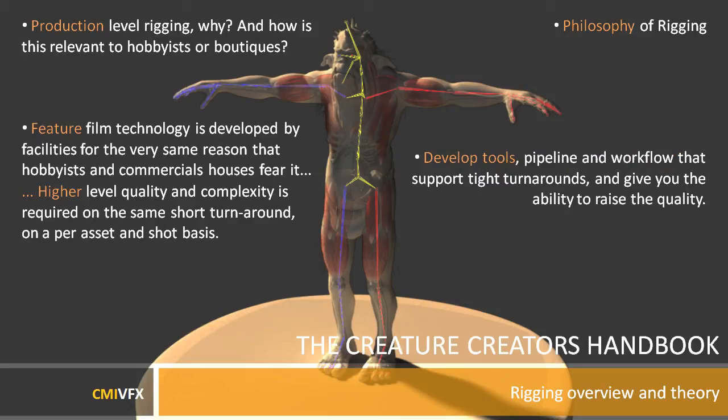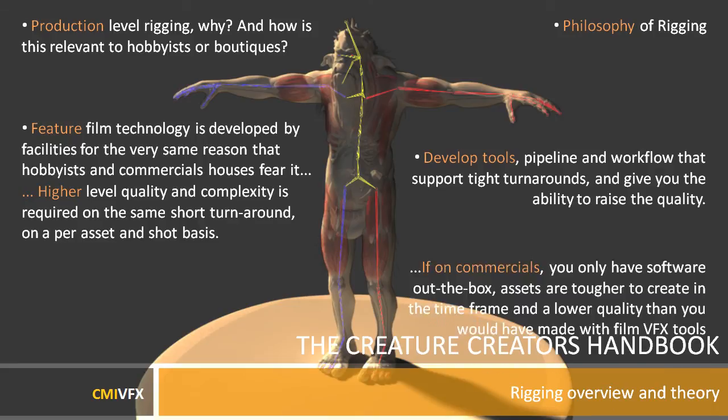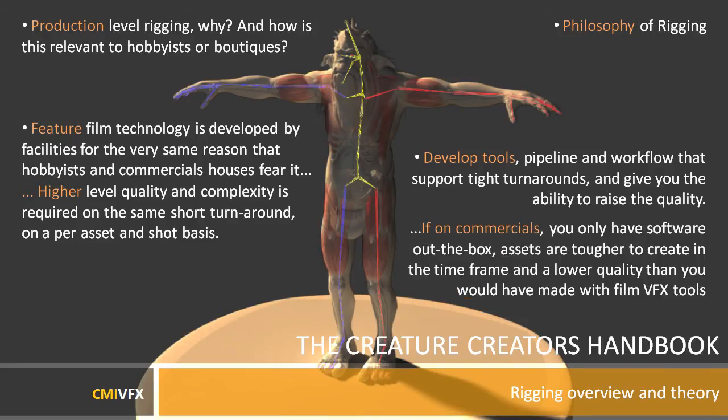Develop tools, pipeline, and workflow that support those tight turnarounds and still give you the ability to raise the quality threshold. Make it efficient and incredibly fast, far faster and more powerful and more reliable than the software offers out of the box or with simpler pipelines. If on commercials you only have software out of the box or a simpler pipeline, don't be surprised that assets are tougher to create in the time frame or that which you create is a lower quality than you would have made with film department tools.